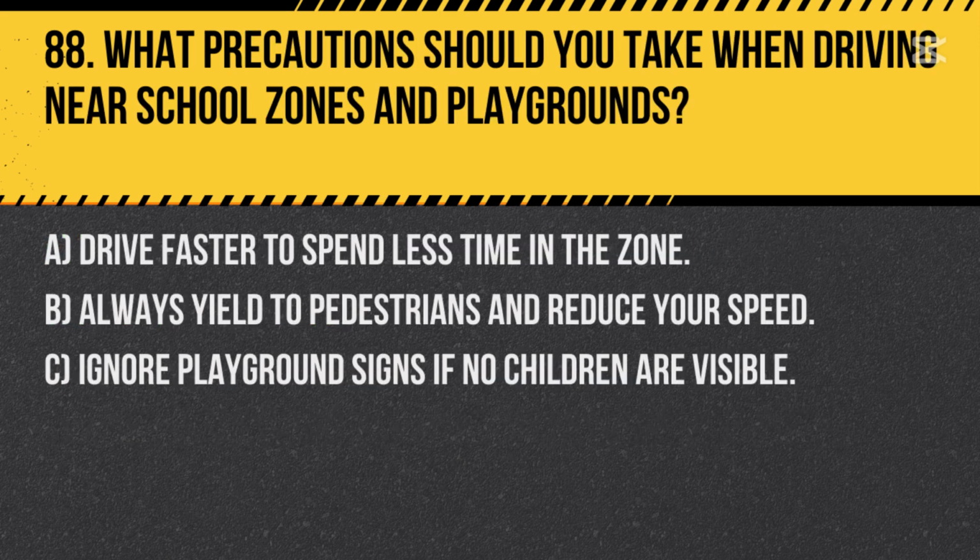Question 88. What precautions should you take when driving near school zones and playgrounds? A. Drive faster to spend less time in the zone. B. Always yield to pedestrians and reduce your speed. C. Ignore playground signs if no children are visible. Answer: B. Always yield to pedestrians and reduce your speed. Increased vigilance and slower speeds are crucial in areas where children are likely to be present.